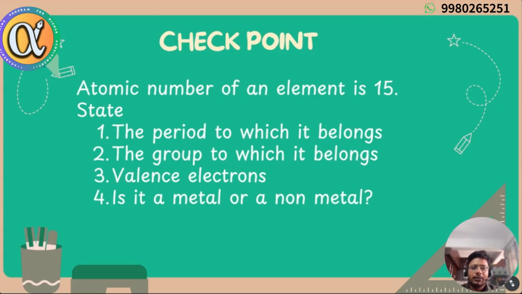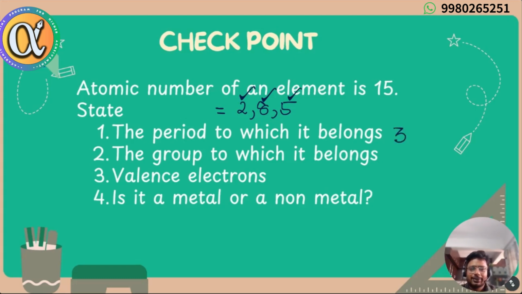Okay. So we can just go through some questions quickly. Atomic number of an element is 15. State the period to which it belongs. I think for that we can write the electronic configuration. So it's 2, 8, and 5. So which period does this element belong to? Period 3. There are 3 shells, so period 3.